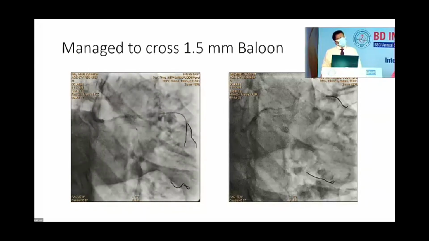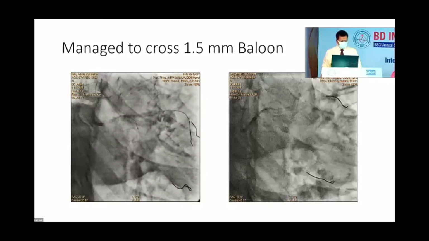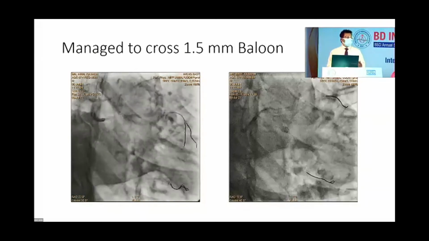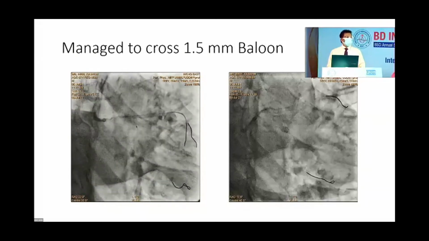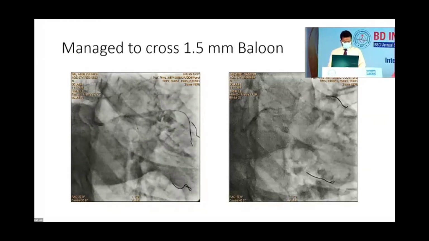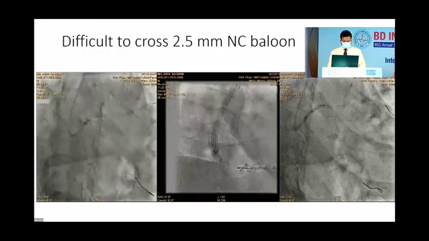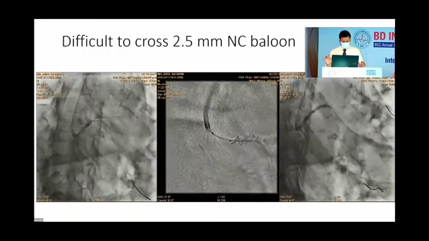And I have to go subsequently with 1.5 millimeter, 1.5 millimeter, 2 millimeter, then 2.5, then 3, and then finally with a higher size balloon. You see in the middle, how will you overcome this situation?